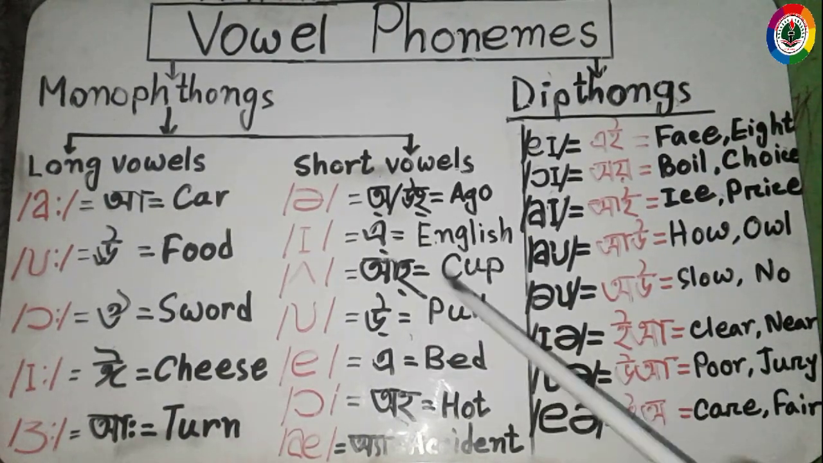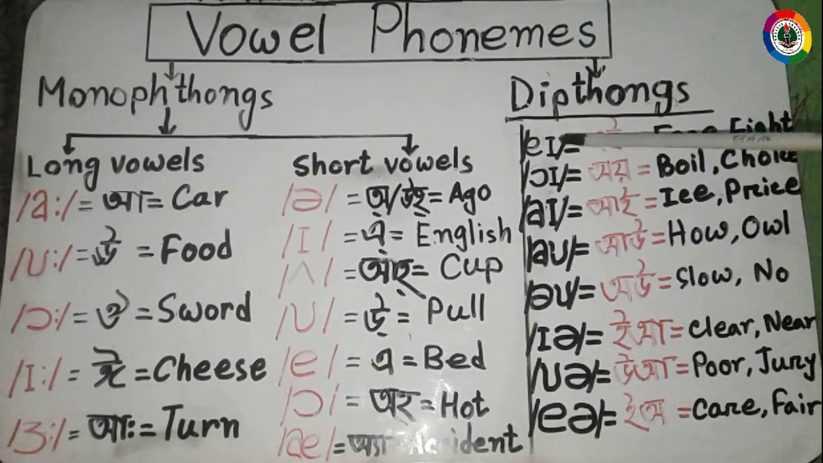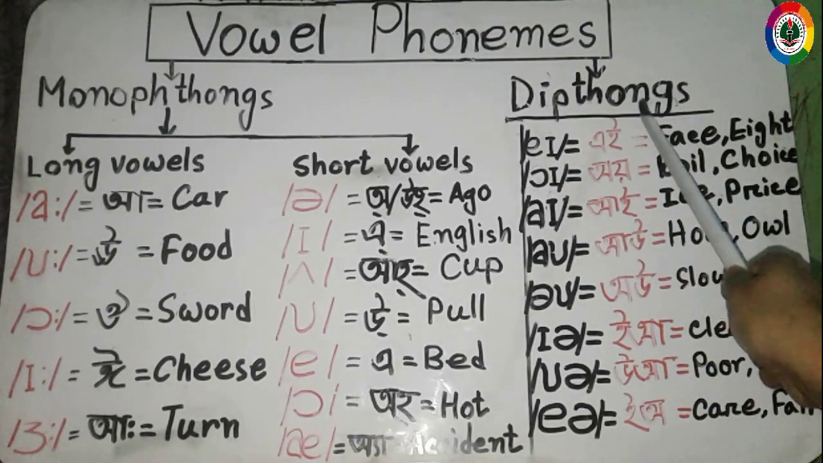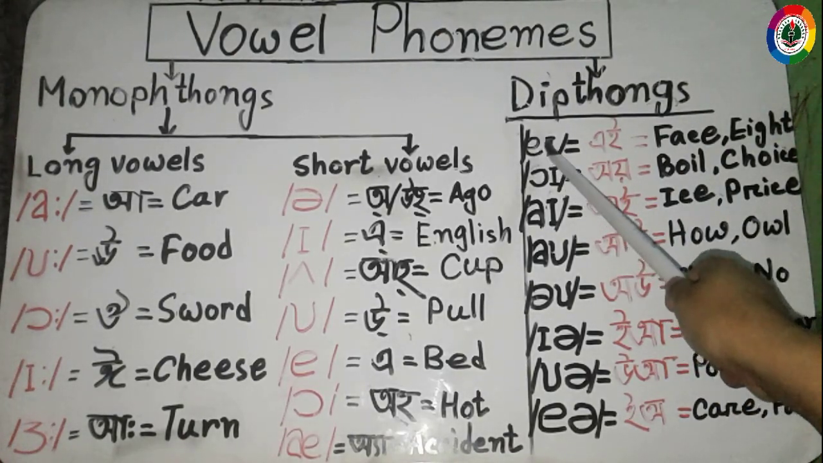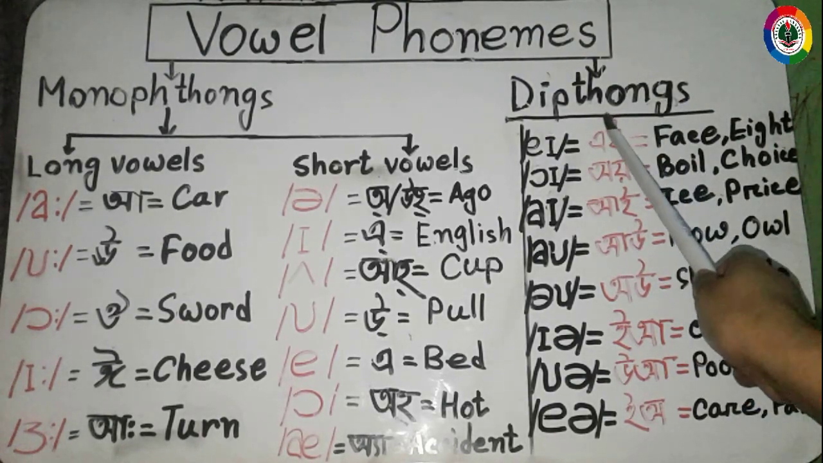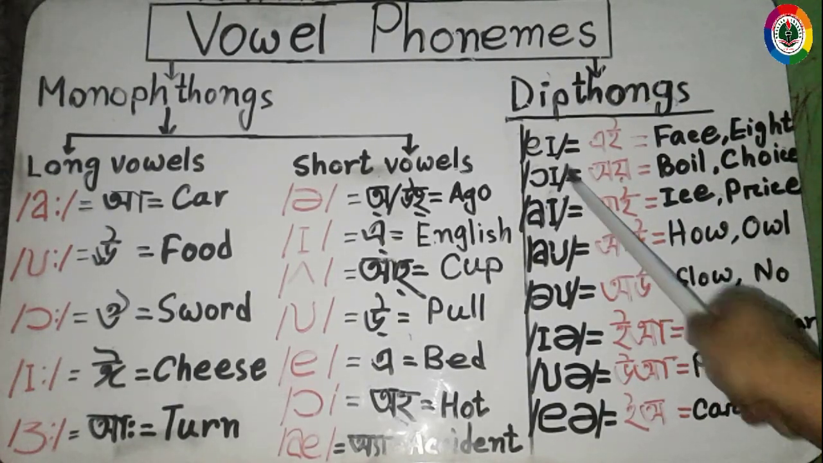Okay, our monophthongs are over. Now we'll move towards diphthongs. We can see that there are 8 diphthong signs. Look, diphthongs always start with one vowel and end in another vowel. In my definition of diphthong, I told you that diphthongs will start with one vowel and move towards another.